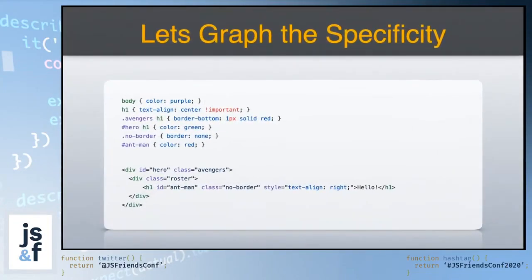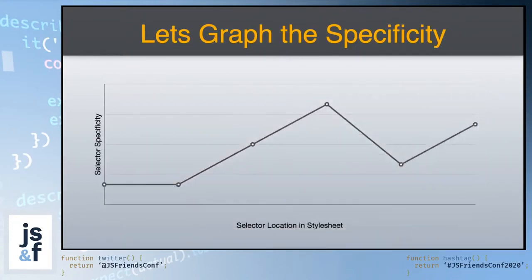So let's take another look at that example, and let's graph the specificity. So at the very left, we have the location in the style sheet. So starting off, we have a pretty low selector specificity. And as we move down the statements, we see a bit of a peak, and then a dip, and then another peak. This would mean that where we have that dip, things that came before it may overwrite it just by having a higher specificity.